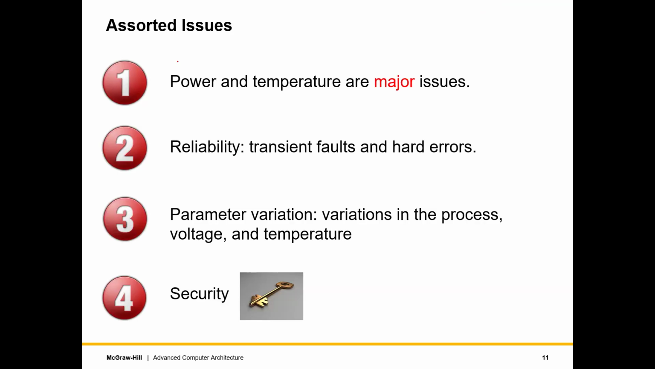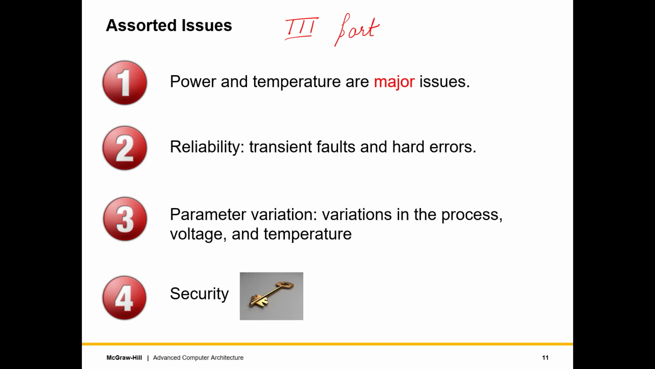The third part of the book will discuss assorted issues. All right. So it will first start with chapter 11, which talks about power and temperature. Power and temperature are major issues, no doubt. So they have stopped the further scaling of processors primarily because we cannot increase the temperature or increase the complexity any further, because the power dissipation and the resultant temperature rise will become prohibitive.